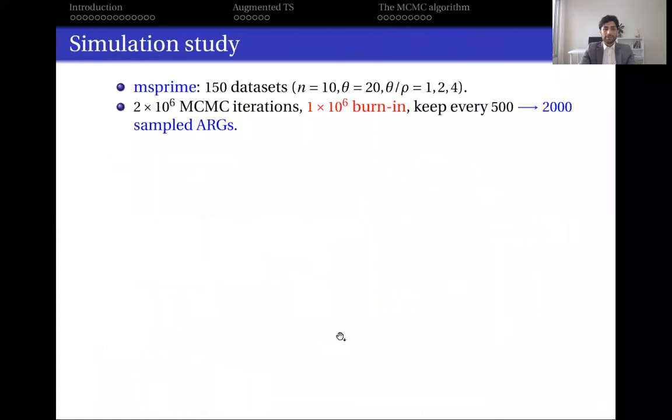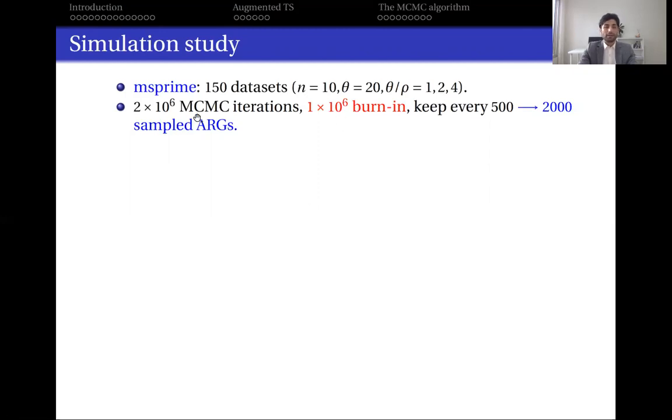So now that I've introduced all the transitions, I've implemented this MCMC algorithm in software called ARGinfer. Here we assess the performance of ARGinfer using simulation data. I've simulated 150 datasets using msprime for 10 sequences with scaled mutation rate 20 and ratios of mutation rate to recombination rate of 1, 2, and 4. So this is for different scenarios for recombination rate.